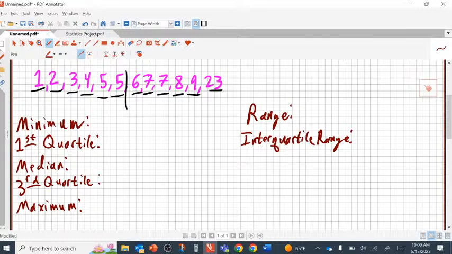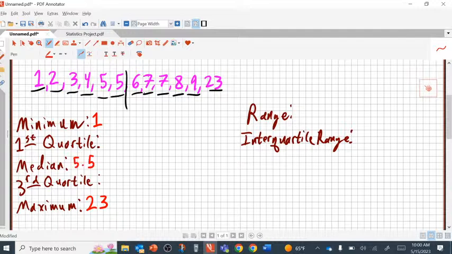Okay, so what is the minimum of this data? Everyone, the minimum is? 1. That makes it really easy. What's the maximum? 23. What's the first quartile? What's the median? It was 5.5. We already did all that.